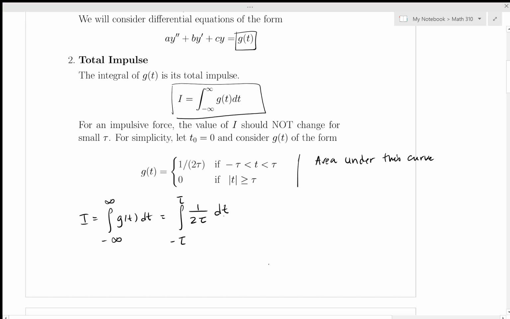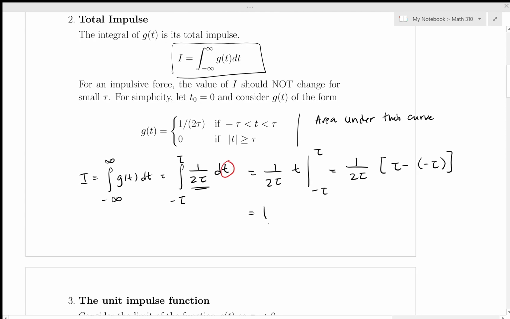Okay, so we need to be very careful that we have the right variable of integration here. It is t. So this piece here, 1 over 2 tau, is independent of t, so we can bring that outside of the integral, and we get 1 over 2 tau. And then when we integrate dt, the integral of dt is simply t, and then we're going to evaluate that at the limits of integration, which are minus tau and tau. So we get 1 over 2 tau times tau minus minus tau. And that does come out to be equal to 1.